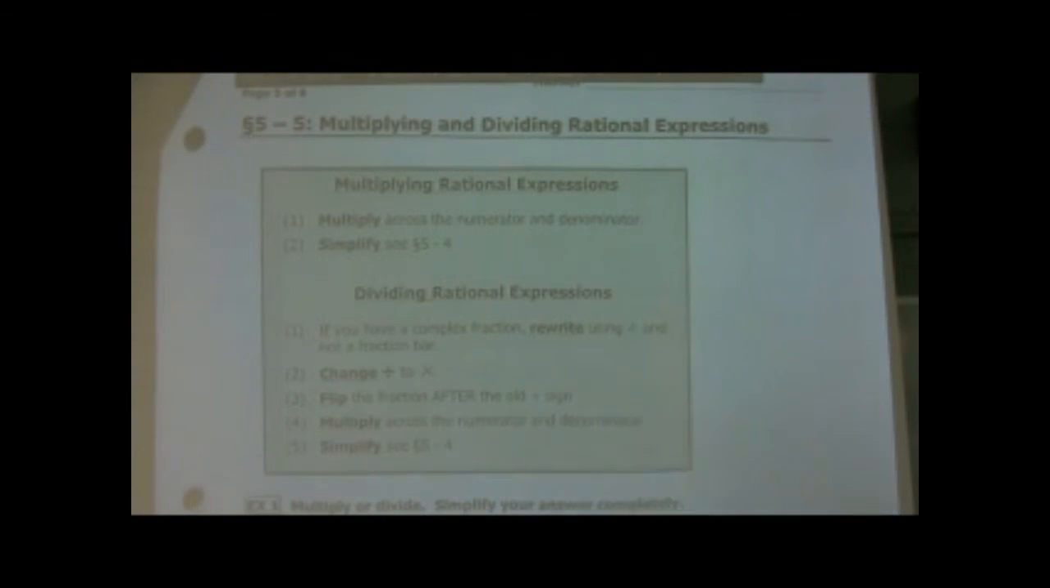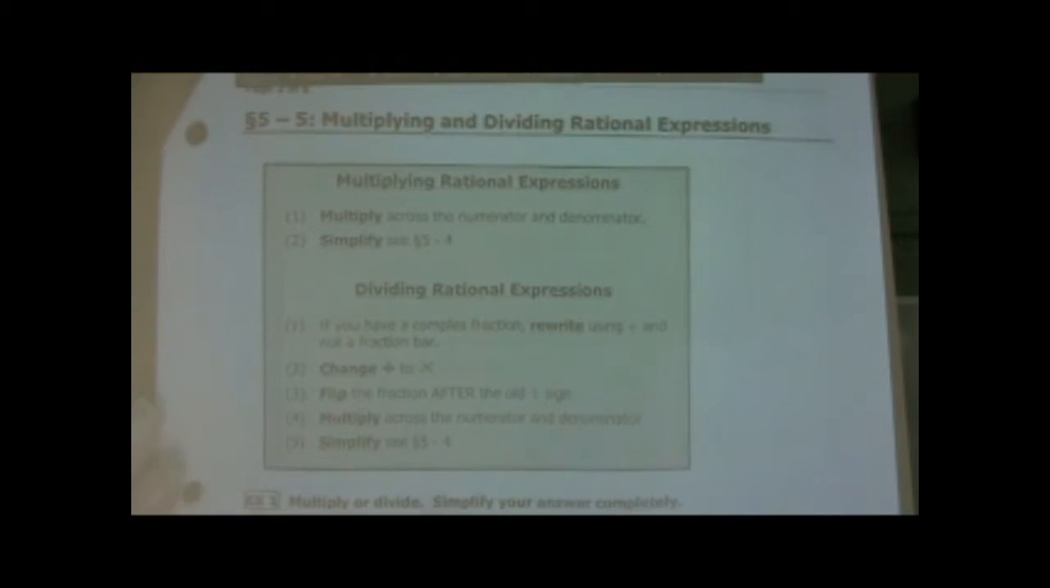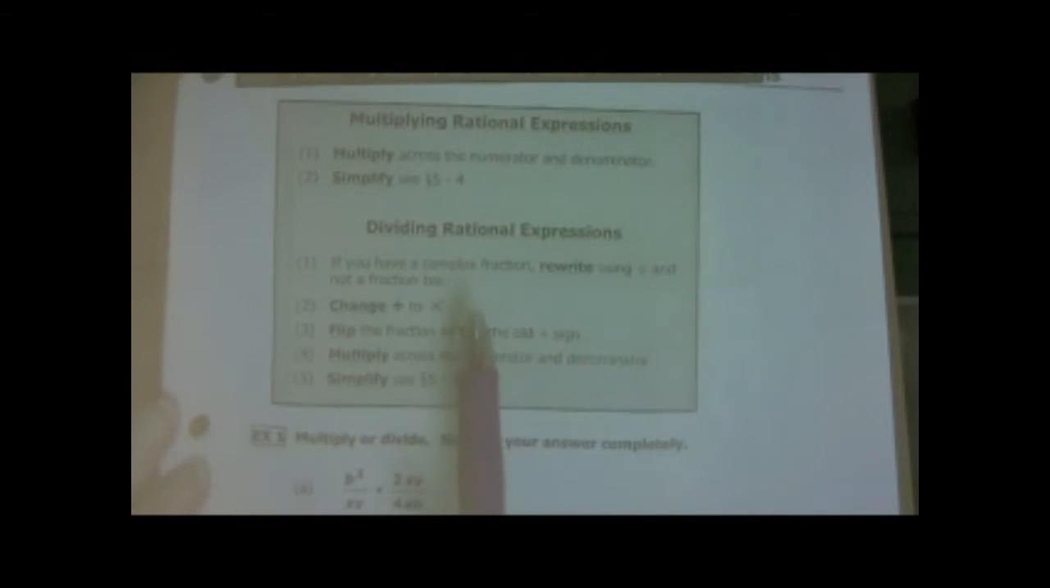So, remember, to multiply your fractions, you multiply across the numerator and across the denominator, and then you're going to simplify. Alright? When you are dividing, if you have a complex fraction, I'll show you what that is. Rewrite it using division and non-fraction bar. We have an example like that I'll show you.